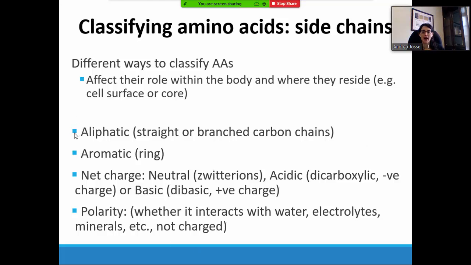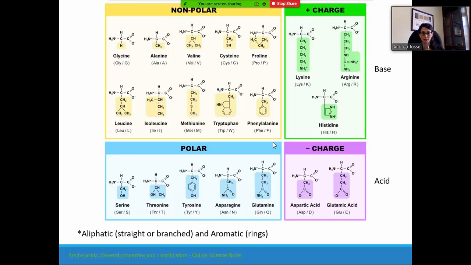So we have aliphatic and aromatic. Aliphatic amino acids are those that are straight or branched carbon chains. The aromatic ones have rings. Okay, so let's go to the next slide here. We can see a couple of these, and you can see this particular figure. I put the source down here, but this figure separates them into some of these classifications.